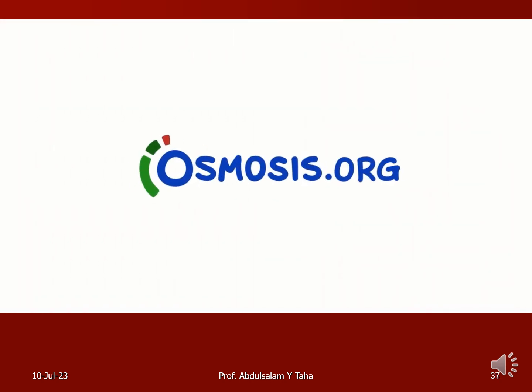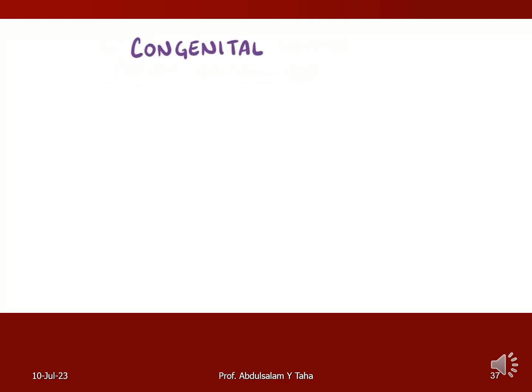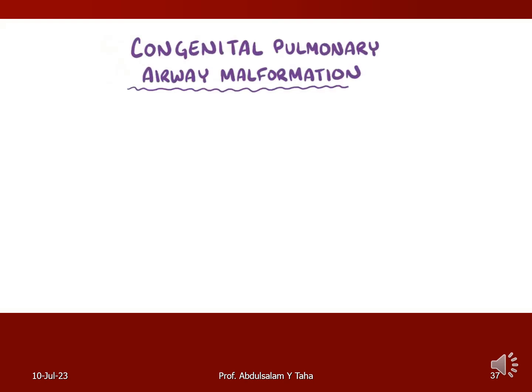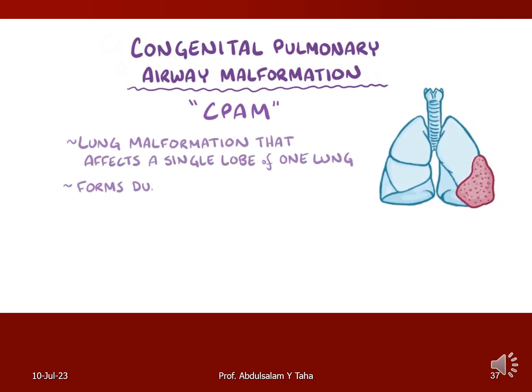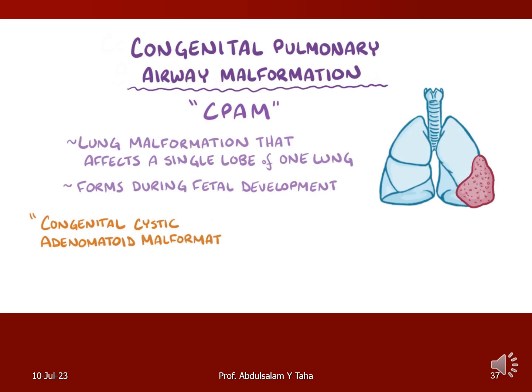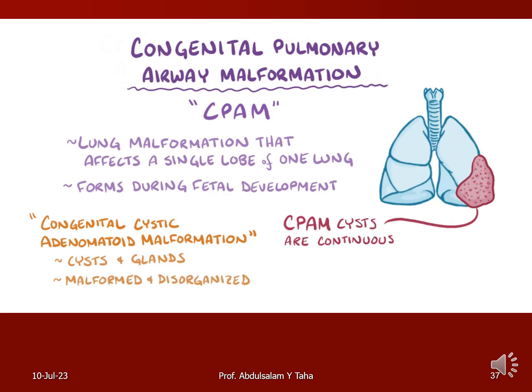Congenital pulmonary airway malformation, abbreviated CPAM, is a lung malformation that usually affects a single lobe of one of the lungs and forms during fetal development. The old name for CPAMs was congenital cystic adenomatoid malformation, because they have both cysts and glands in them, but are terribly malformed and disorganized. CPAM cysts are continuous with the airways, so they're filled with fluid in utero and become filled with air after birth.